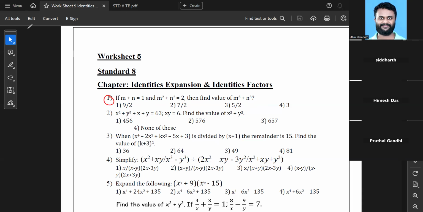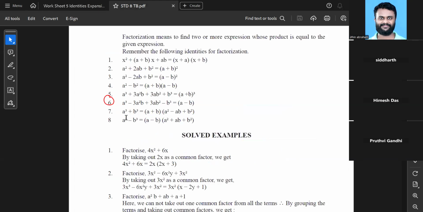Let us first try to remember what is the formula for m cube plus n cube. That is the a cube plus b cube identity. It is nothing but a plus b into a square minus ab plus b square.